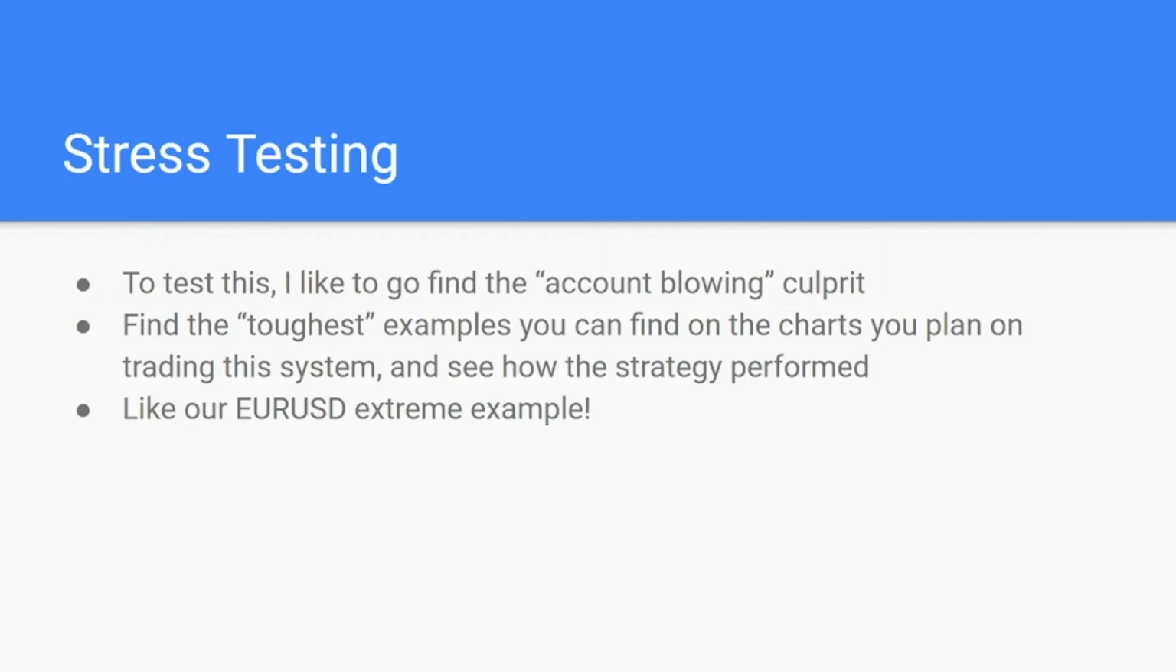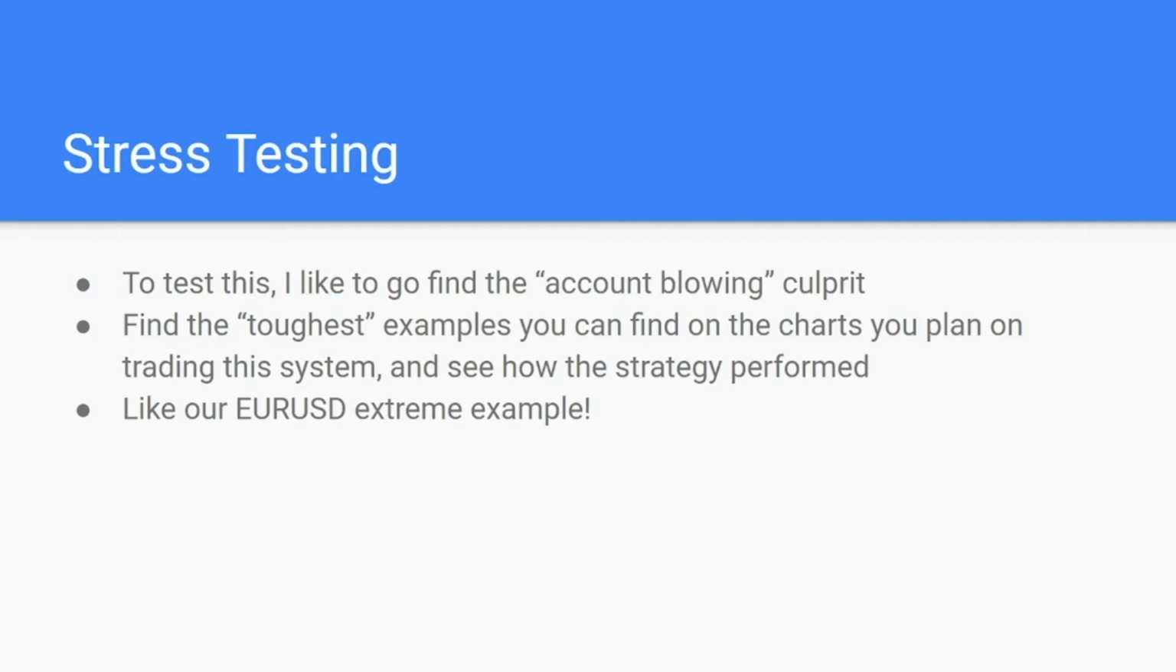So find the toughest examples out there on the charts you plan on trading the system on, and see how the strategy performs. Basically, we're going to go look at the charts that we're actually going to trade. If you have a gold trading strategy, we're going to go look at the gold chart, right? And we're going to see what was the worst experience that this trading strategy would have gone through and objectively test it. Earlier in this series, we talked about a EUR/USD extreme trend to the downside that we saw and how that may have been a really, really tough example for our strategy to handle.